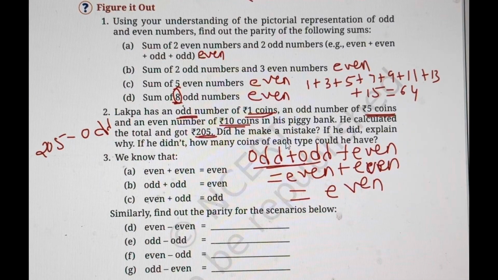What mistake he did, we are not bothered. We don't know what number of coins he has of 1 rupee, 5 rupee, 10 rupee. But for sure his answer is wrong. So we can establish a rule and find out the answer like this. Now there is another way of doing the same thing, taking some numbers and then trying. Okay, so let us try with different examples now.